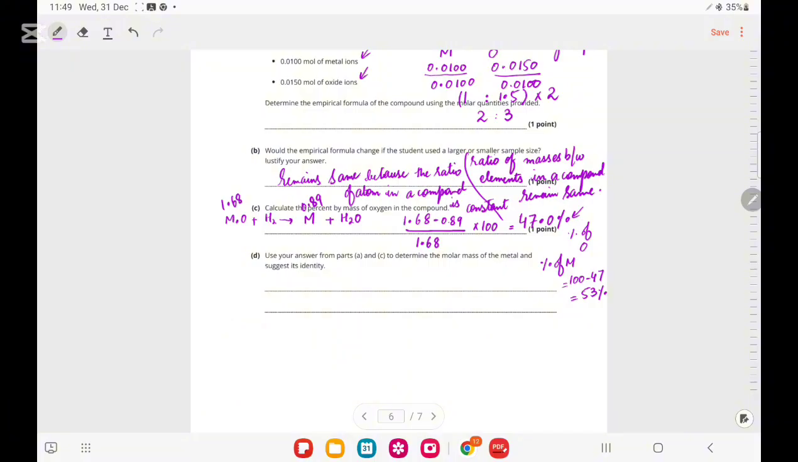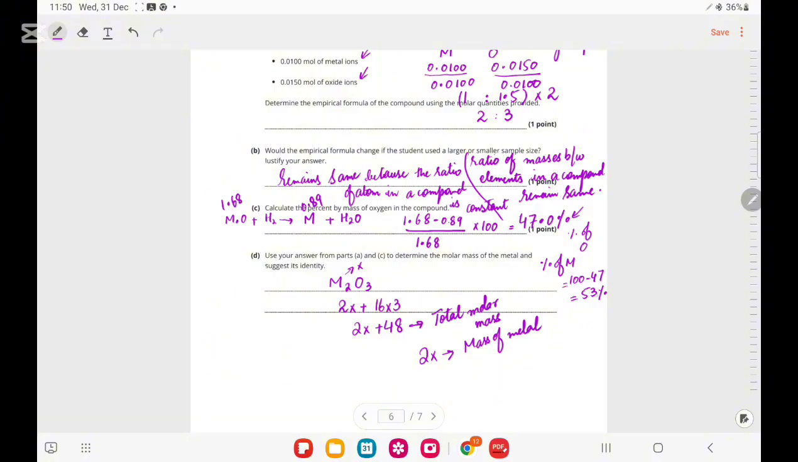So first of all, we know M2O3 is the formula. Now, if we keep the molar mass of M to be X, then it would become 2X plus 16 times 3. So it is 2X plus 48, which is the total molar mass. And the molar mass of the metal is going to be 2X. So 2X is the mass of the metal.